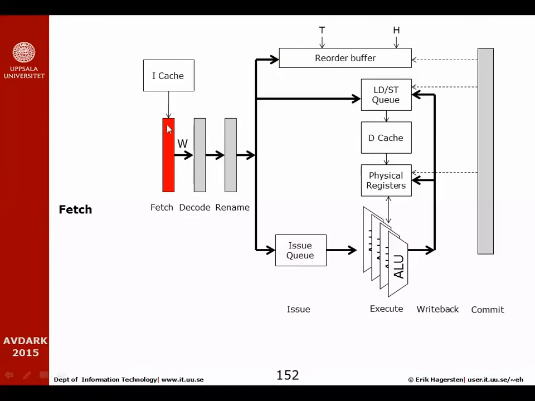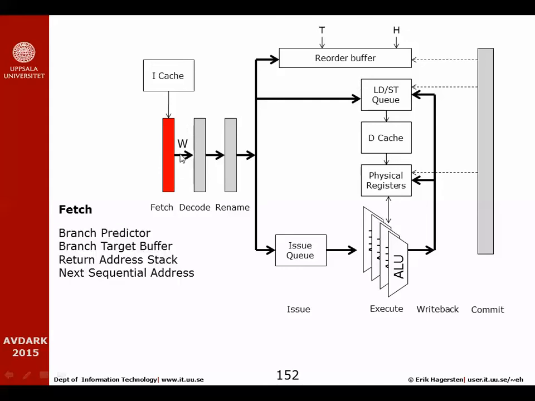Okay, so let's look at the fetch stage and discuss a little what's going on here. During the fetch stage, we fetch some number of instructions, the fetch width, typically 4 instructions or so these days, each cycle. And in order for us to do that, we take help from lots of functionality that we already discussed in this course.